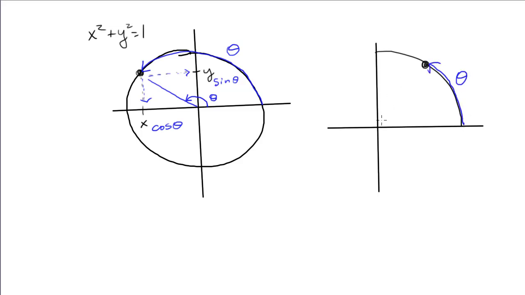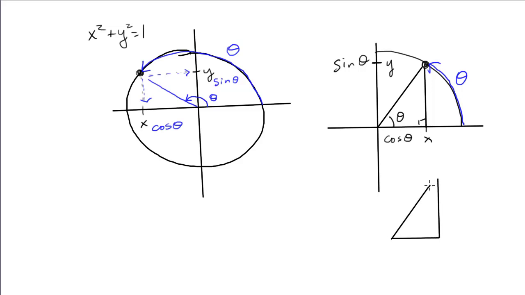Theta is the arc length. I'll draw my triangle in, measure my coordinates, sine theta. Cosine theta. Extract that triangle. Use the rulers to measure the lengths.